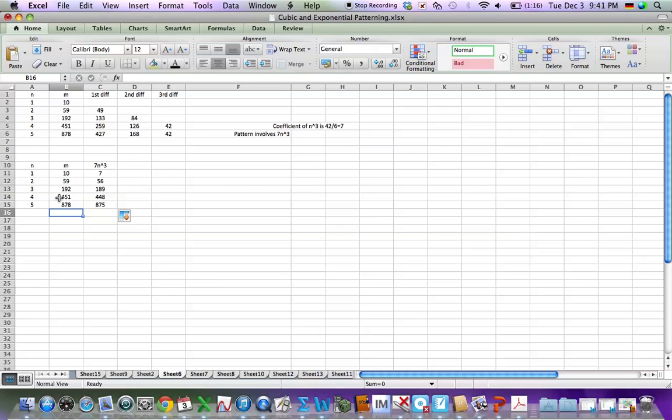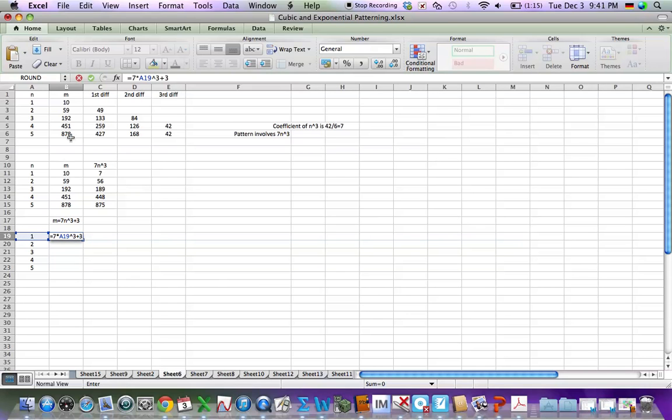Now hopefully you notice that these numbers are just 3 more than these numbers. So the formula for this particular pattern is m equals 7n cubed plus 3. And we're going to put it to the test. So 1, 2, 3, 4, 5. I'm going to list equals 7 times this number cubed. And then I think the formula is also plus 3. I think that's what my formula is.